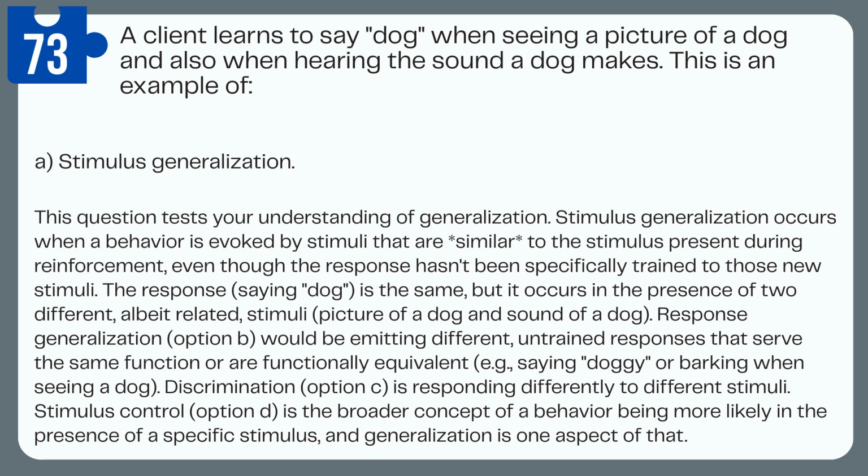Response generalization, option B, would be emitting different, untrained responses that serve the same function or are functionally equivalent. Example, saying doggy or barking when seeing a dog. Discrimination, option C, is responding differently to different stimuli. Stimulus control, option D, is the broader concept of a behavior being more likely in the presence of a specific stimulus, and generalization is one aspect of that.